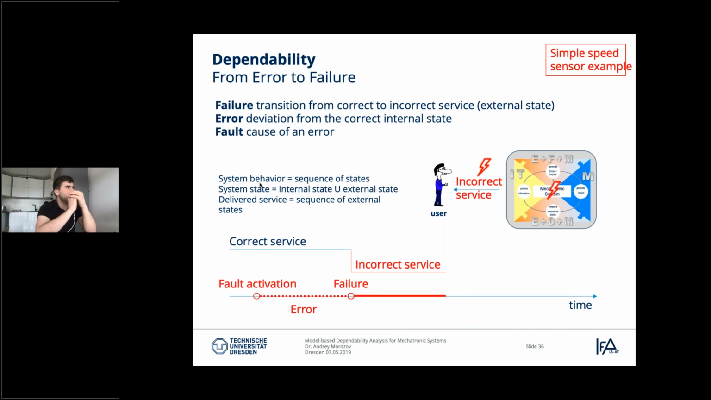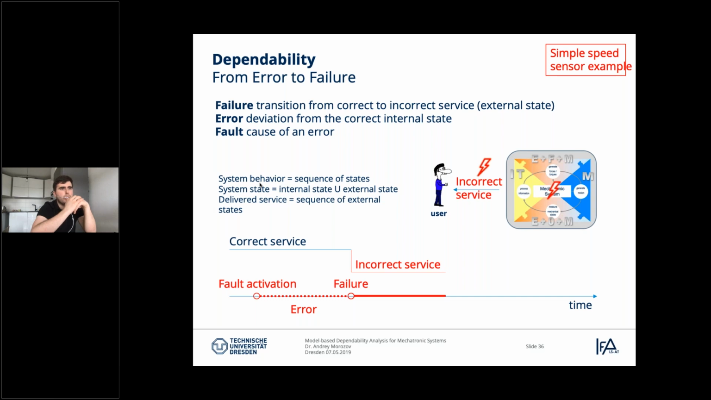Now, dependability: from error to failure. As I already told, we have three kinds of threats: failure, the transition from correct to incorrect service; error, a deviation from the correct internal state; and fault, the cause of an error. So, for example, in the case of our speed sensor, the fault could be different. It could be a bug in our software, or it could be mechanical damage of some wheel sensors that provide us the original data. This is a fault.